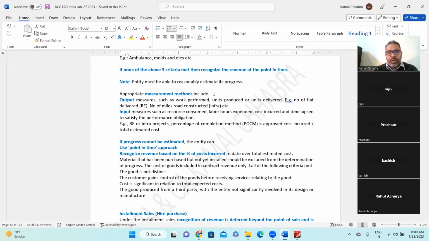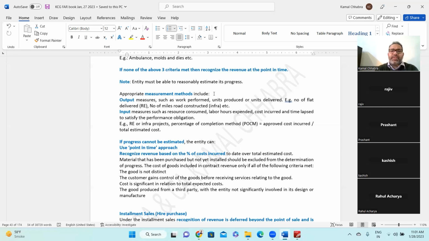Like example which we have already discussed, unit output method is for example work performed, like number of hours incurred on IT project, number of hours incurred on offshore project, right? Number of units you have produced or number of units you have delivered, number of flats you have delivered, number of milestones or number of miles of road constructed. So that is called output method.